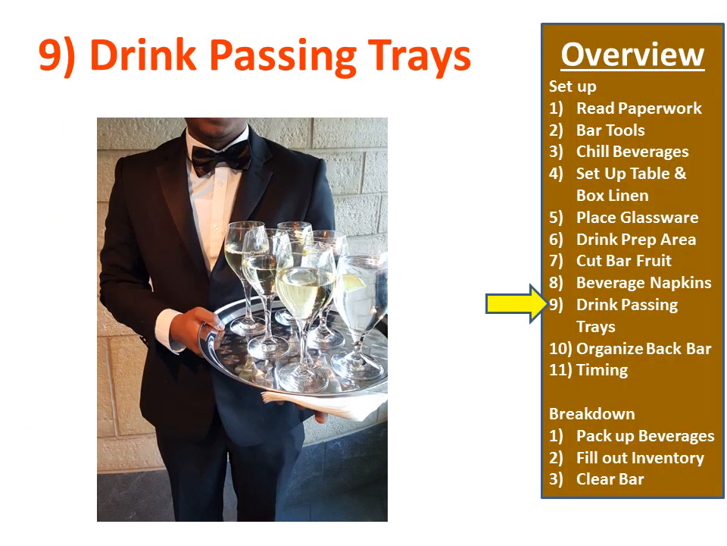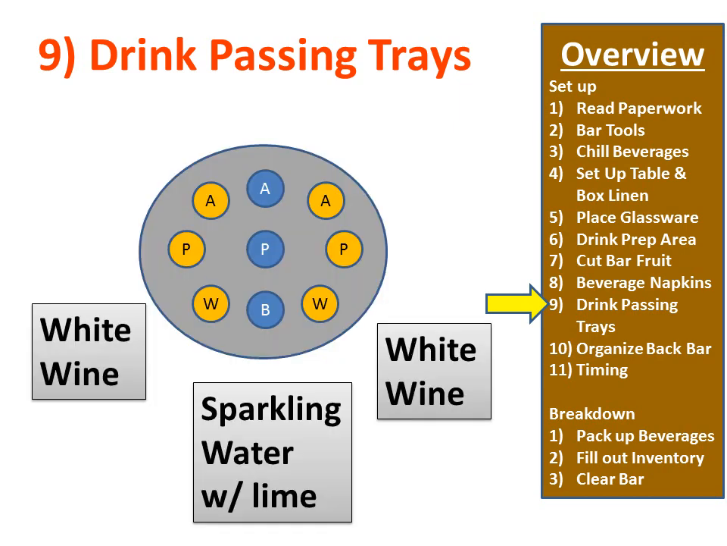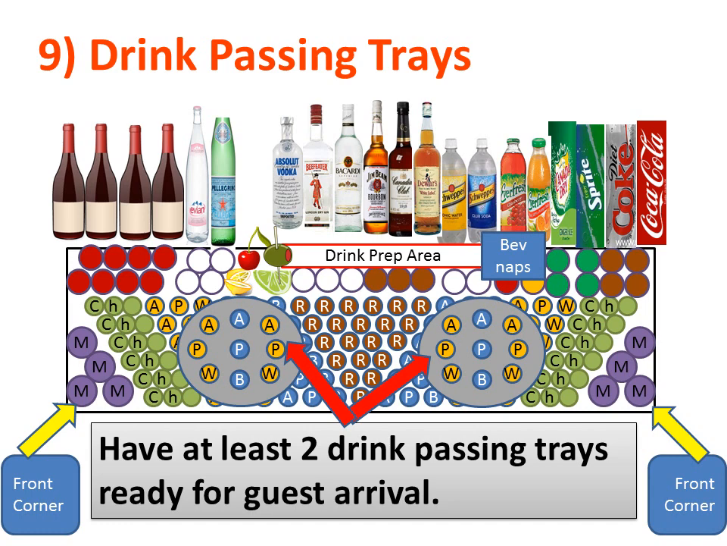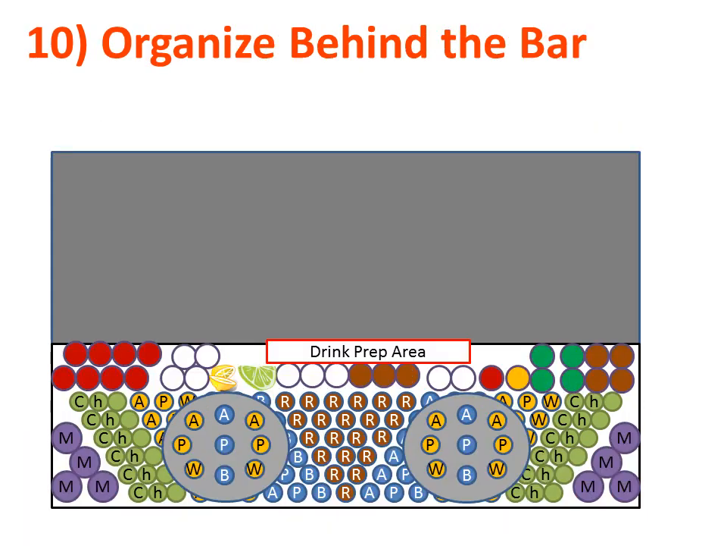Then we create drink passing trays. A drink passing tray consists of 3 APW glasses filled with white wine, 3 APB glasses filled with sparkling water and a lime wedge, and 3 more APW glasses filled with white wine. Each bar should have at least 2 drink passing trays ready for guest arrival.